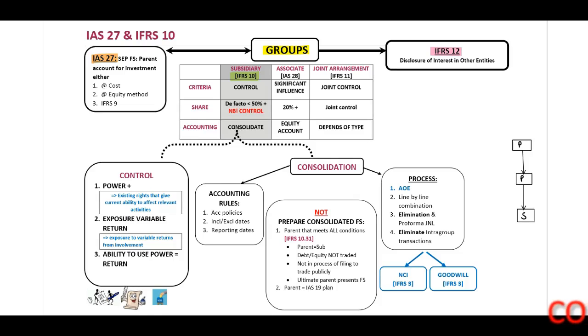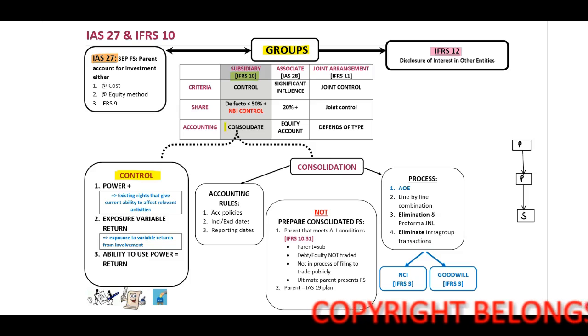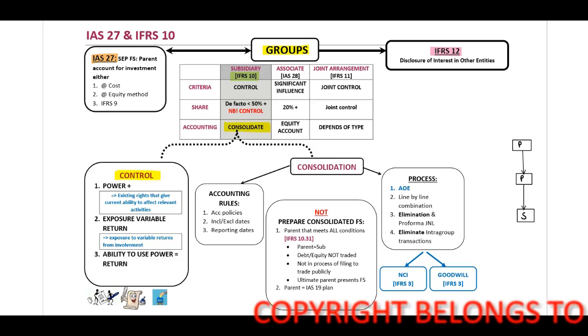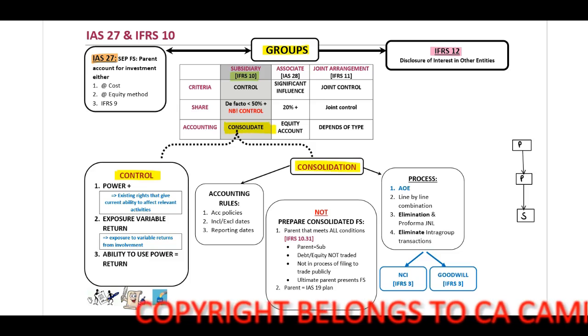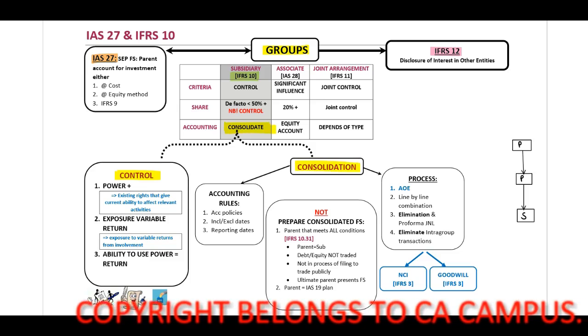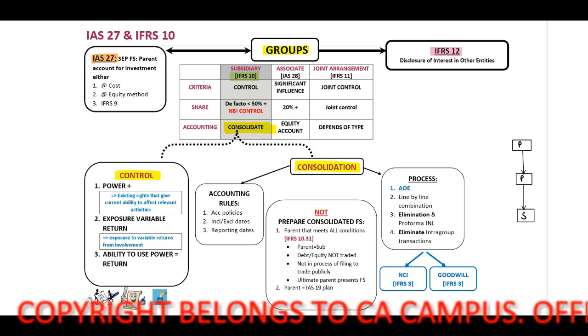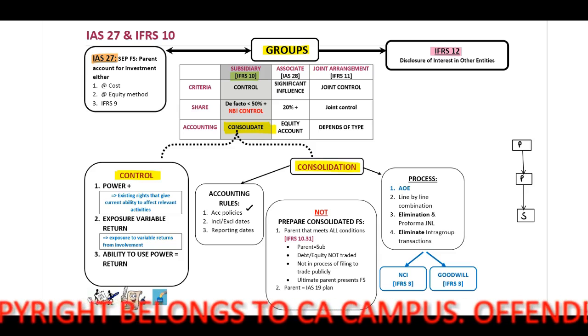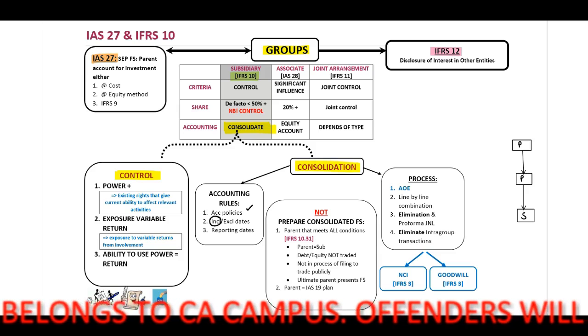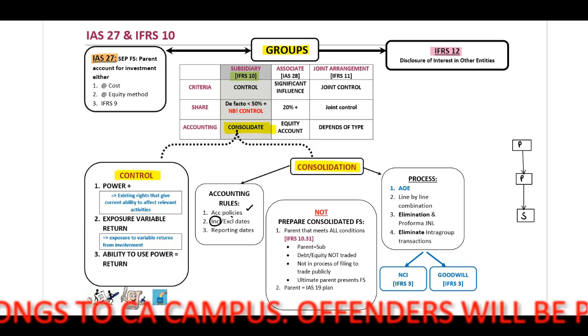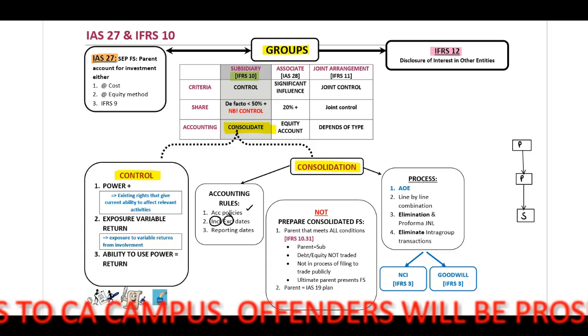We have now looked at control in pretty much detail, and we have concluded when there is control, it's a subsidiary and we will have to consolidate that subsidiary. Now, consolidation. A few accounting rules. Normally, the accounting policies of the parent and the subsidiary should be aligned. We will start with the consolidation process when control exists, and we will stop when control stops.